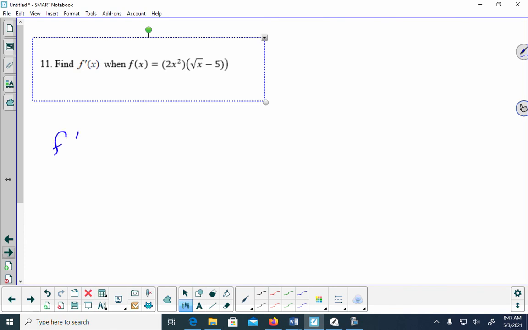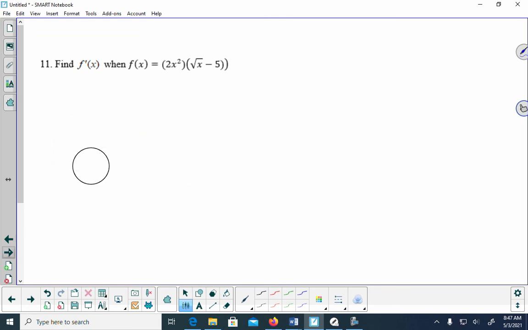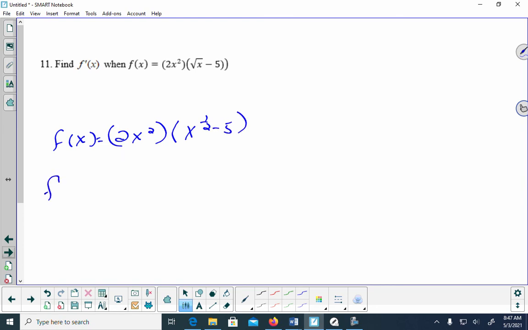So I am going to use the product rule. So I'm going to leave that 2x squared. You know what? Before I start though, let me rewrite it because I don't like having that radical. I'm going to think of that as x to the 1/2 minus 5. Okay, that makes me feel so much better.